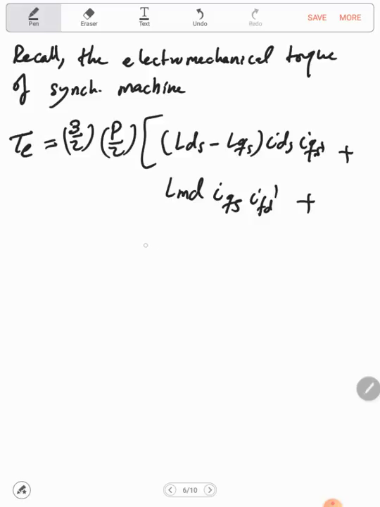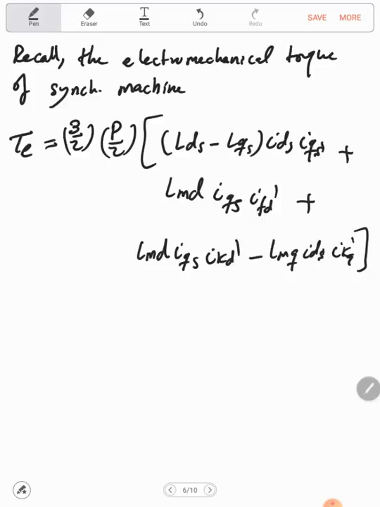and the third term was the damper winding term, which is the Lmd Iqs Ikd dash minus Lmq Ids Ikq dash. Now this is the electromechanical torque of the synchronous machine in the qd reference frame, in an arbitrary reference frame.